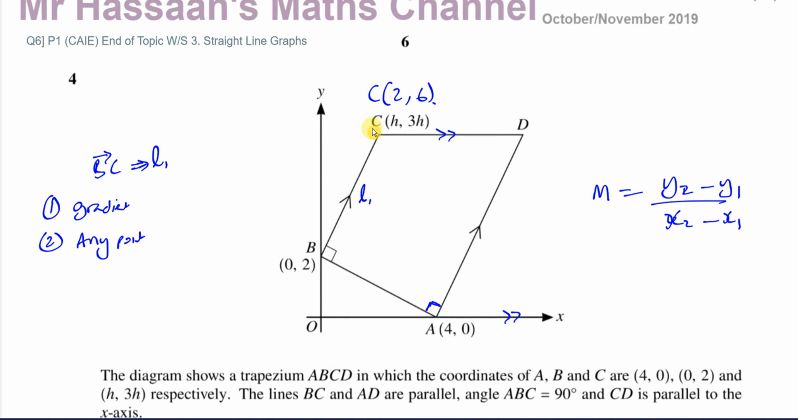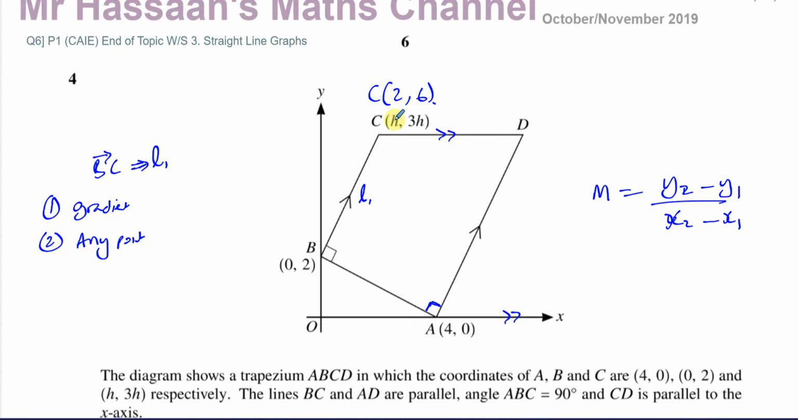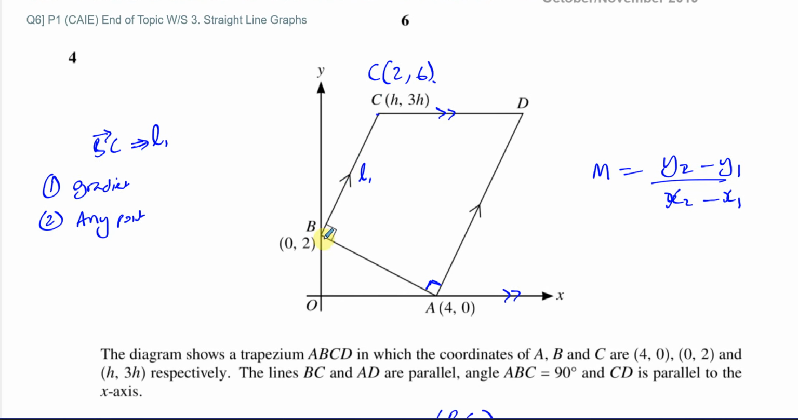So part A, 1 of the question, we had to first find the value of h, which is part of the coordinates h and 3h of point C, which lies on the line L1. So we know that that point must satisfy the equation of line 1, which we can find by finding the gradient of line AB and its negative reciprocal, which would be the gradient of line 1, the line going through B and C.